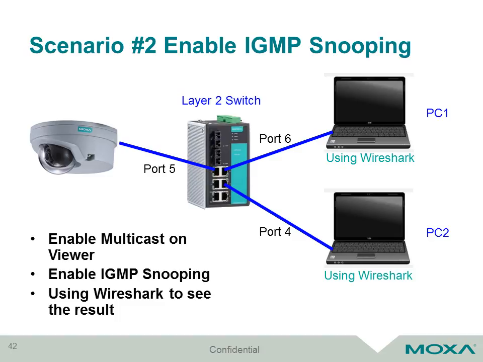Now let's move on to scenario number 2, which is to enable IGMP snooping. Based on this result, we can tell the differences between enabling IGMP snooping or not. Moreover, you will understand more about IGMP behavior, which is to deliver packets to whoever joined the group. All you have to do is enable multicast on the web browser or viewer and also enable IGMP snooping. Once you finish setting up both, you can start up Wireshark on both PCs to see the results.